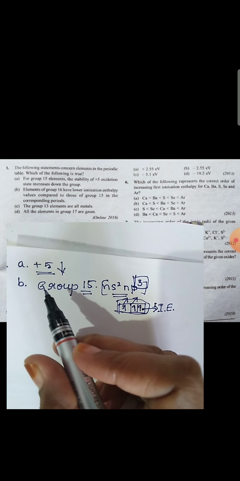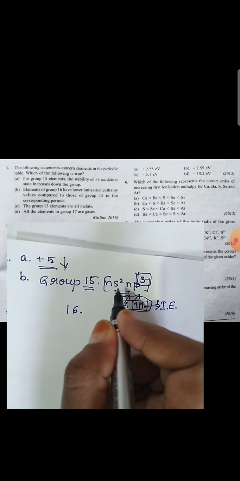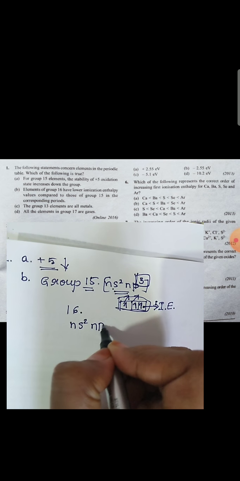So what they are telling in the second option, B, is that elements of group 16 have lower ionization enthalpy. If we come to group 16, this will change: it will be ns2np4. Here the half filled is difficult to remove, but this extra electron can be easily removed, so the ionization enthalpy required is low. So the B option says elements of group 16 have lower ionization enthalpy values compared to those of group 15 in the corresponding period. So this is true.